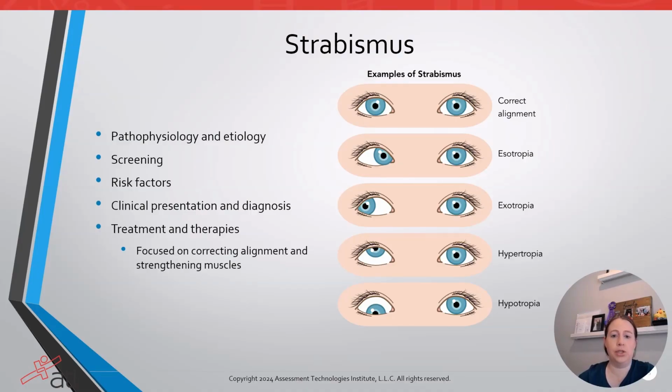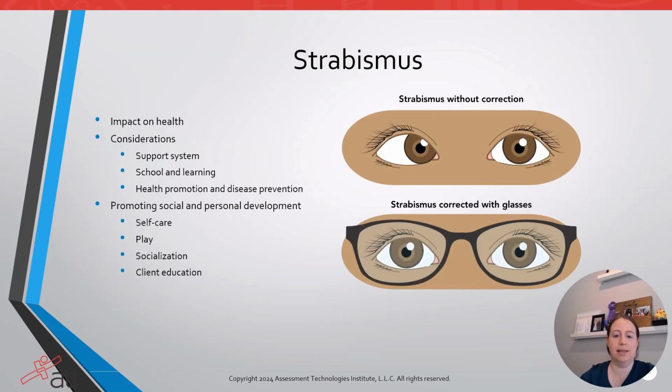Usually what we'll do is use patching or corrective lenses or eye exercises. Just keep in mind, and this is an exam question, I feel like, we patch the stronger eye. We want to patch the strong eye so that the weaker one has to work. We can also use atropine drops in the strong eye so that the weaker one has to step up and work. We can also do surgery to adjust the muscle around the eye to achieve proper alignment if that's necessary.